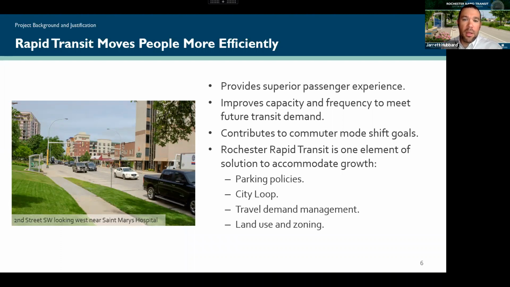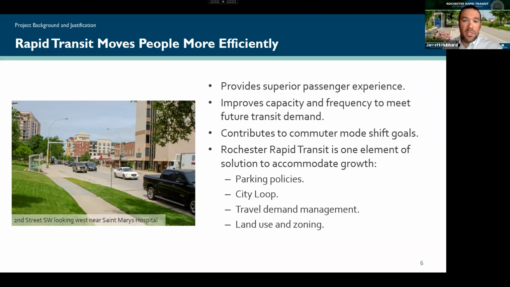So what are we trying to do? We're trying to provide a superior passenger experience through downtown rapid transit. We improve capacity and frequency of the transit system through downtown, and continue to work on those commuter mode shift goals that you just saw. But I should take a second here and make an important point: downtown rapid transit is just one element of trying to address the growth that we're expecting downtown. That also includes parking policies the city has developed over the last several years, and work on bicycle and pedestrian ways to get downtown and in downtown, with such projects as City Loop.